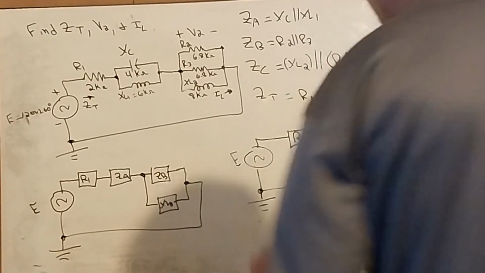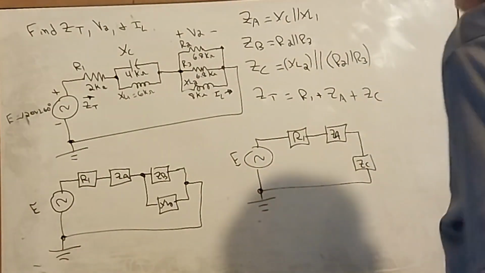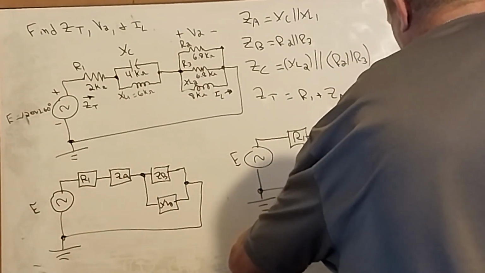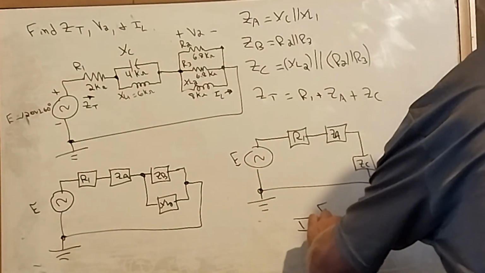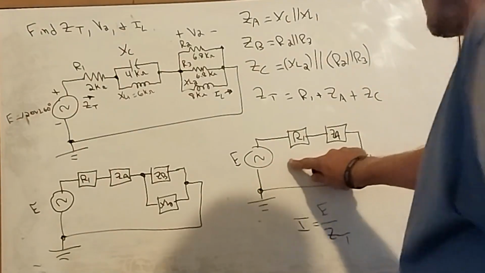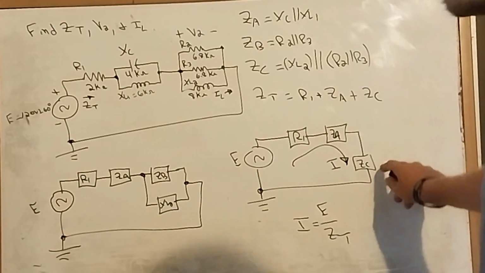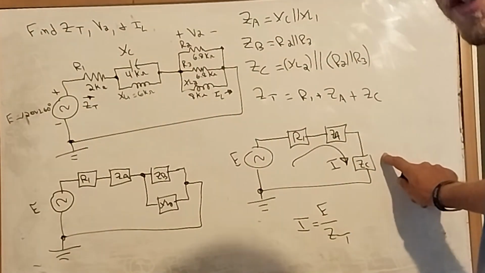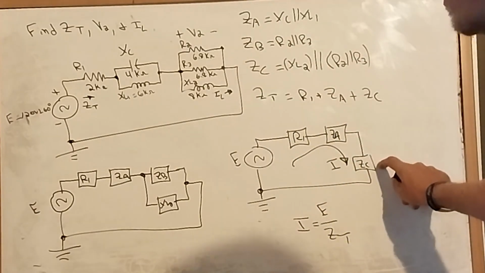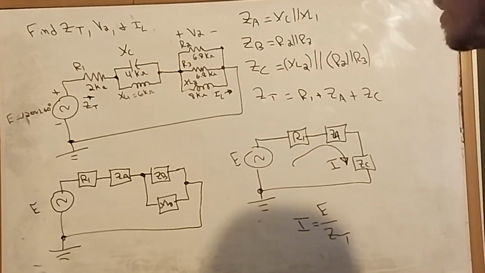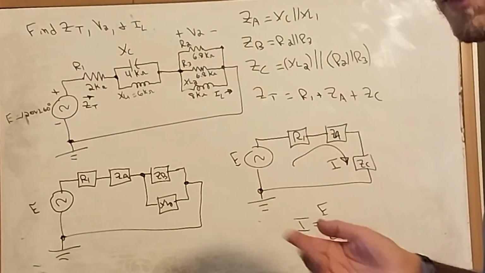If we find this total impedance right here, we can find the total current, because I is equal to E divided by whatever our total impedance is. And that current flowing through this whole element is going to give us the voltage drop across R2, which is V2, and the current flowing through X of L2, which is IL. Once we find Z sub T, that gives us the first solution to the 3 problems that we were asked to find.